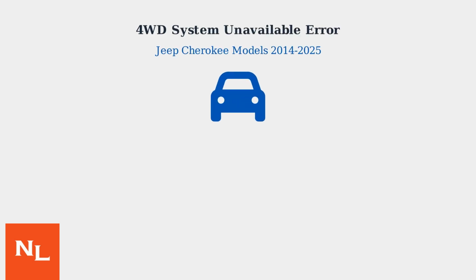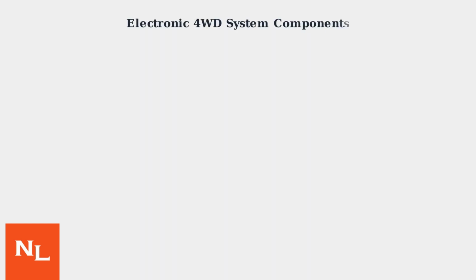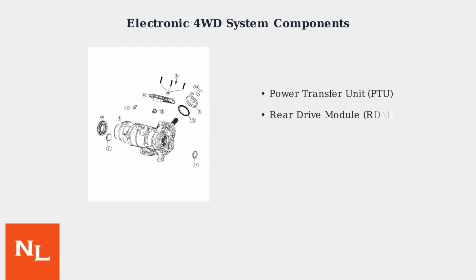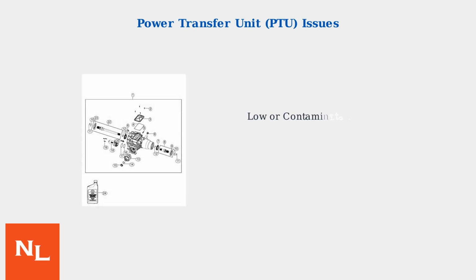The 4WD System Unavailable service required error is a common issue affecting Jeep Cherokee models from 2014 to 2025, particularly those equipped with active drive systems. The Cherokee uses an electronic 4-valve system with several key components working together. The power transfer unit distributes power, the rear drive module controls rear wheel engagement, and the 4-valve control module manages the entire system. The most common cause is power transfer unit problems.